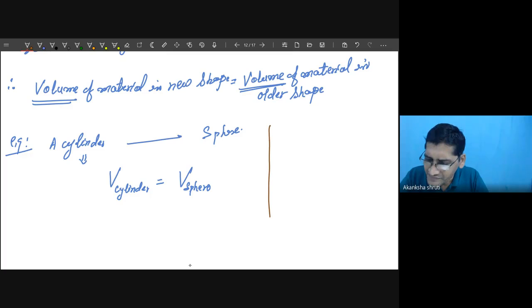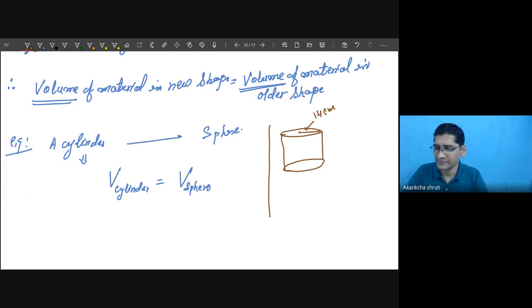Let us consider a cylinder. This cylinder has a radius of 14 centimeter and a height of 21 centimeter. This is a solid cylinder. This is melted to form a sphere. Then what is the surface area of this new sphere? That we want to know. This is converted into a sphere.